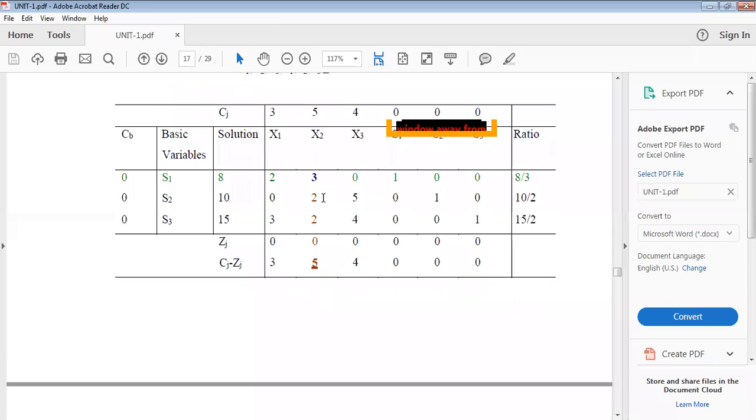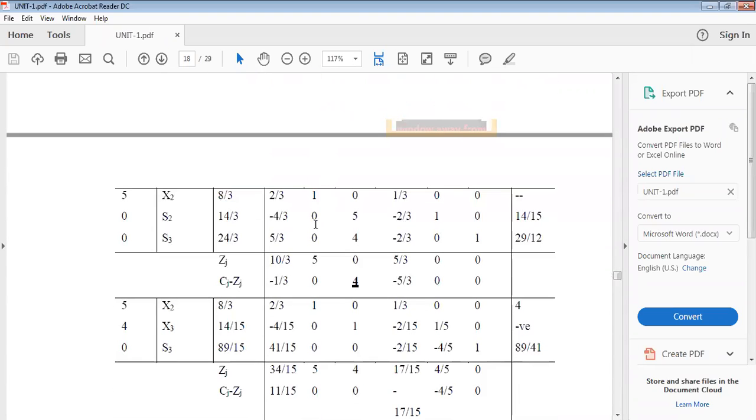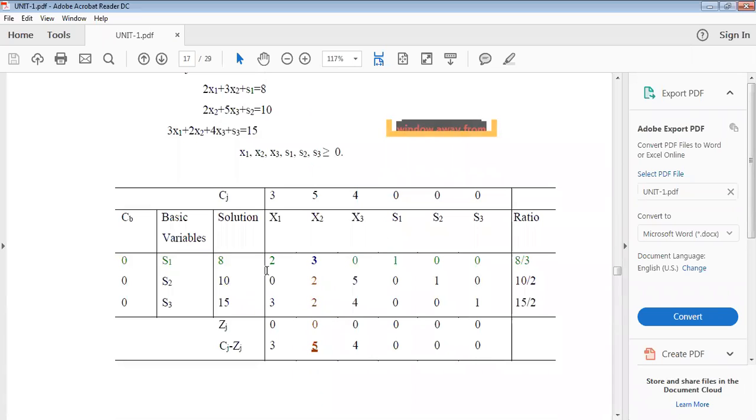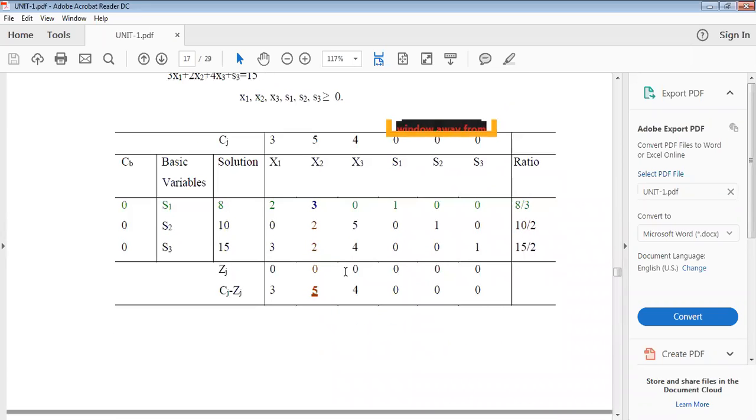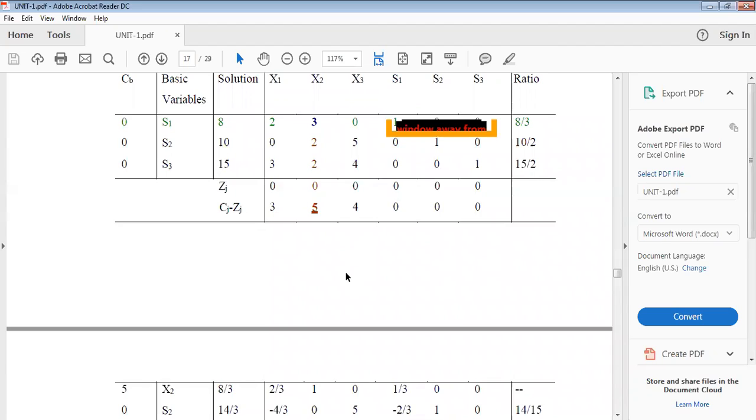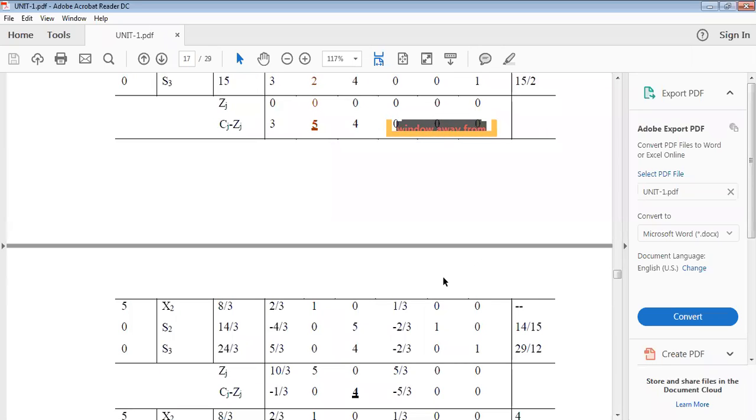And after that, if you got 1, you have to make the others 0. If you make it 1, automatically the unit matrix has 1 here, and this also should be 1, you have to mark it. So in the next row, as I told you, 8 by 3, 2 by 3, 1, 0, 1 by 3, 0, 0, all those things. Now ratios should not be considered here, so you leave it like that.